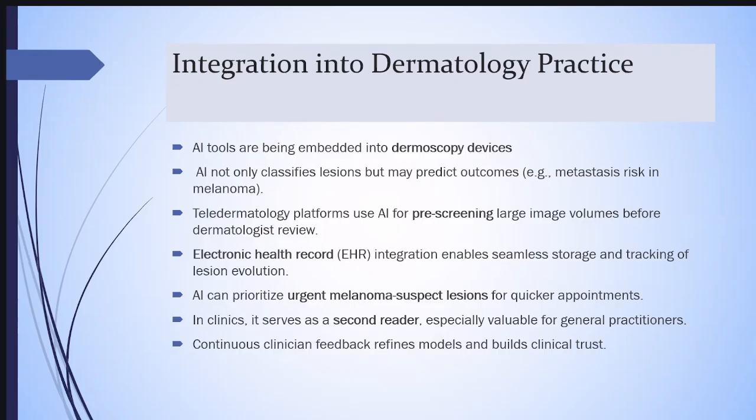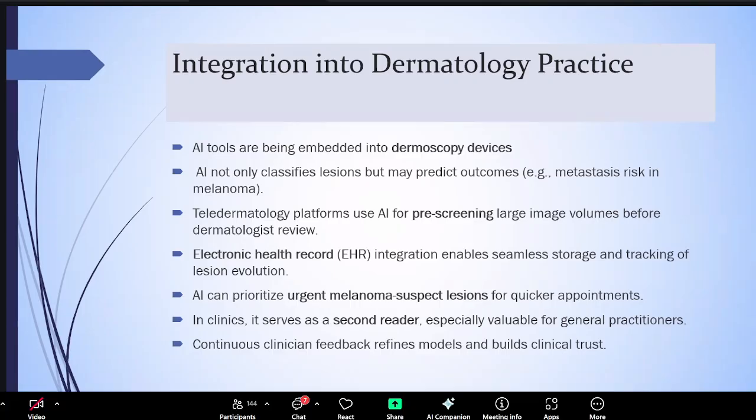Okay, and AI can prioritize urgent melanoma suspect lesions for quicker appointments. Take it from me, healthcare abroad is not as easy as in India. Ours is the most sophisticated, most comfortable system when healthcare is concerned. In clinics, it serves as a second reader, especially valuable for general practice. Continuous clinician feedback refines models and builds clinical trust.